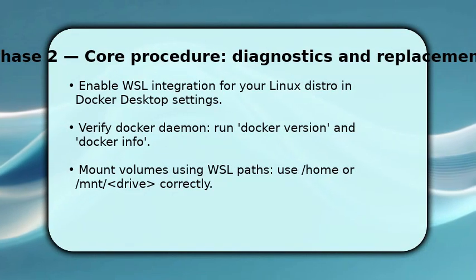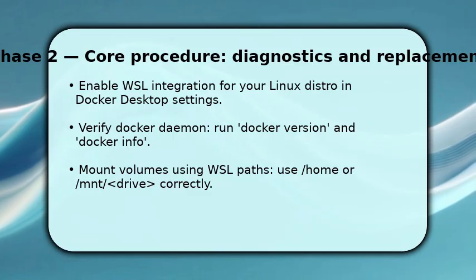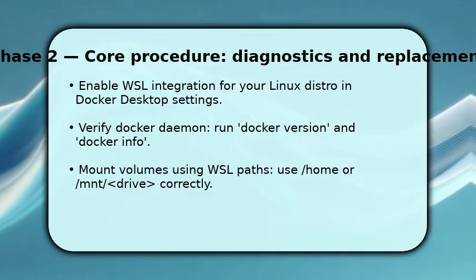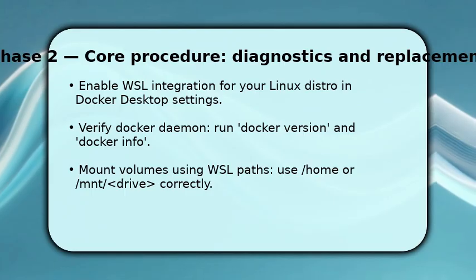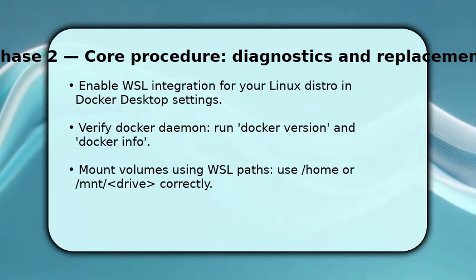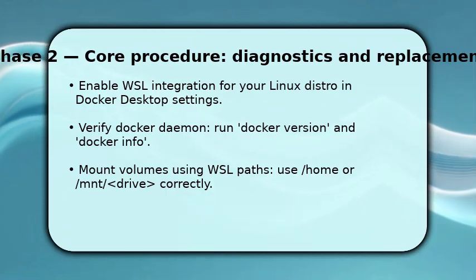Now configure Docker to run inside WSL for best performance. In Docker Desktop, enable integration for your distro. Alternatively, start dockerd inside the distro and export DOCKER_HOST if you need to. Then, test with docker version and docker info to confirm the client talks to the WSL daemon.